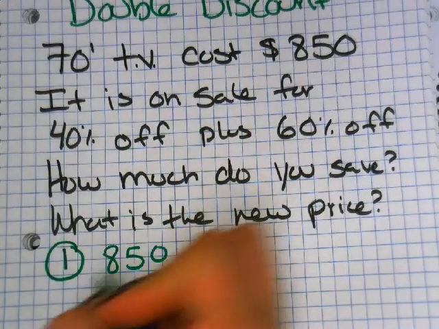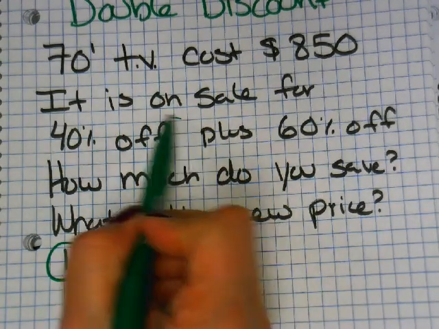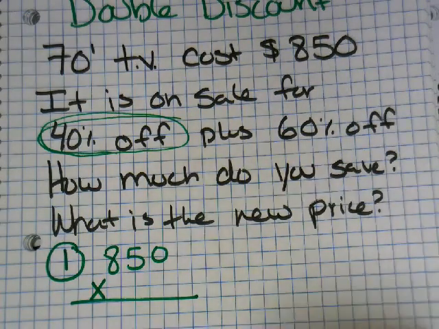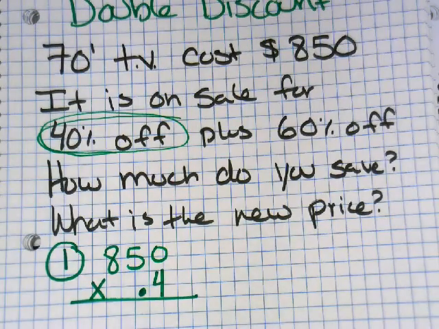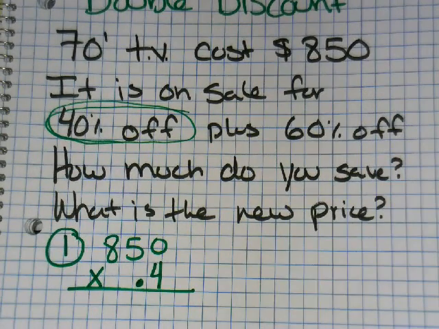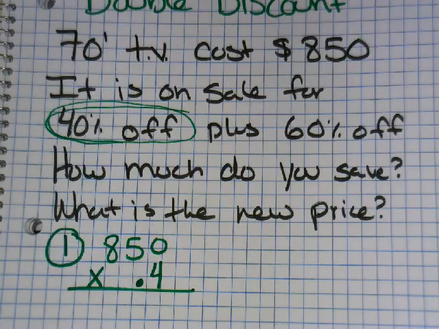$850. And you're going to multiply it by your first percent given. What is your first percent? 40%. So how do I write 40% as a decimal? 0.4. I love it. Ain't no need for that extra zero. All right, type it in. Tell me what it is. All right, what'd you guys get? 850 times 0.4. 340.